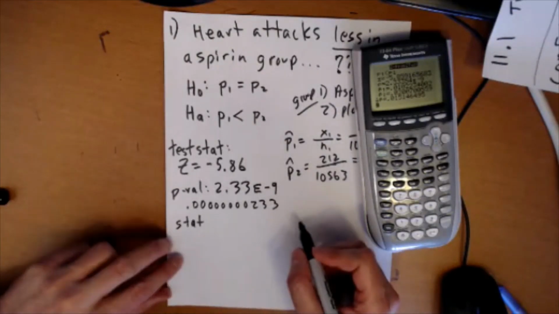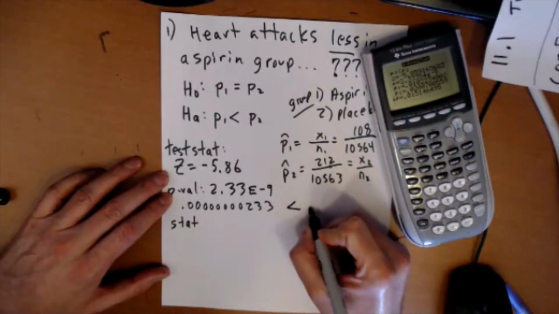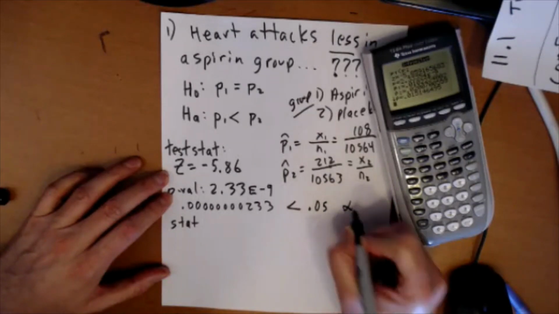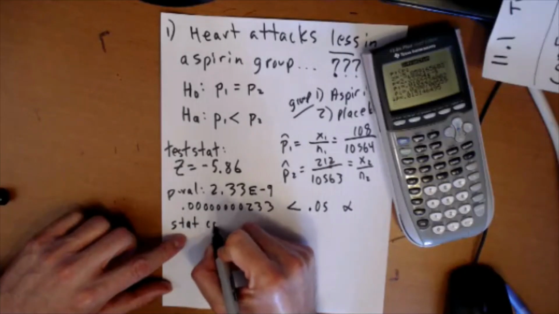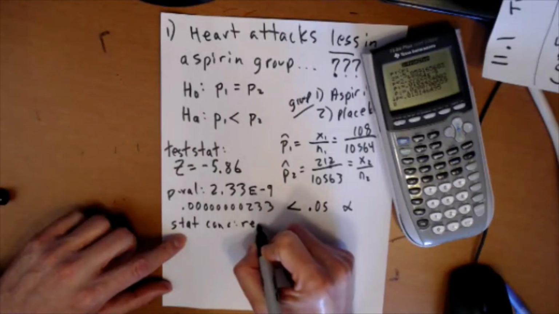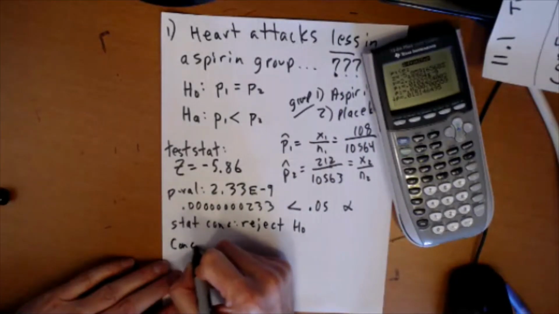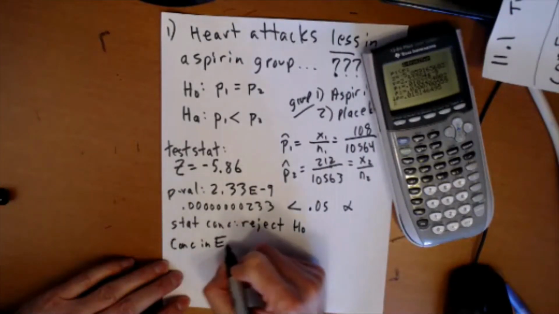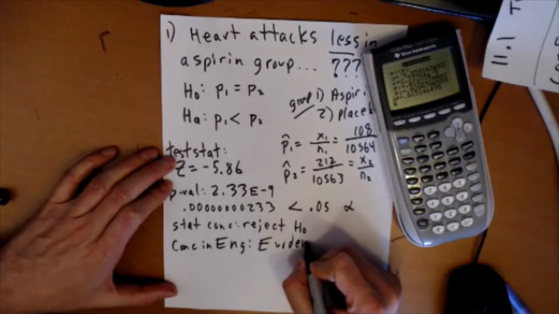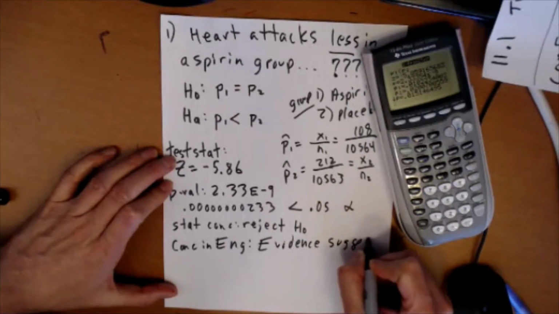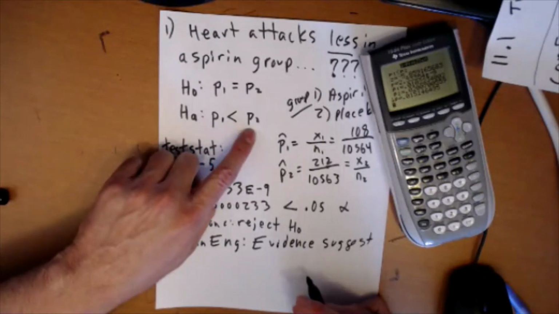How does our p-val compare to our alpha? It says significance level is 5%. So isn't that less than our 0.05, which is our alpha? So if our p-val is less than our alpha, that means we would reject the null. And then our conclusion in plain English: if we reject the H0, then evidence suggests that the proportion in group 1 is less than the proportion in group 2.